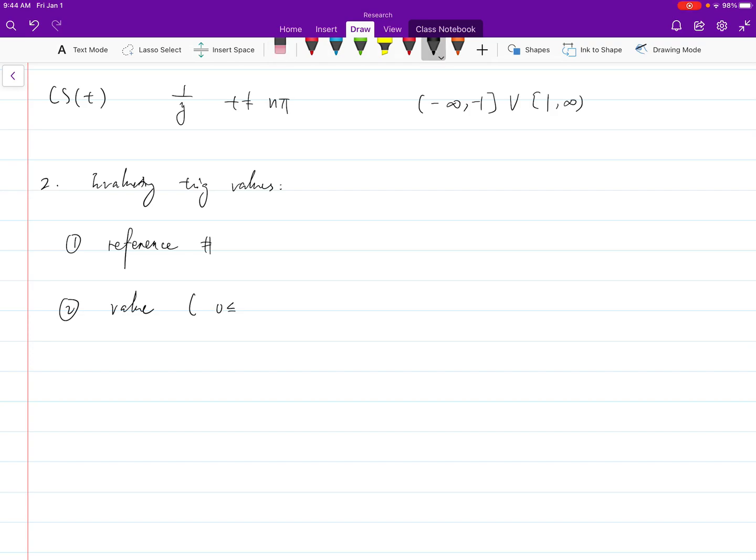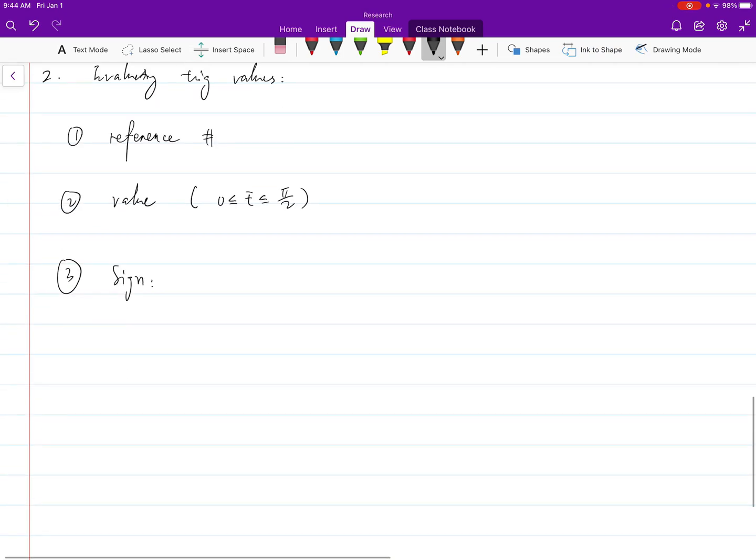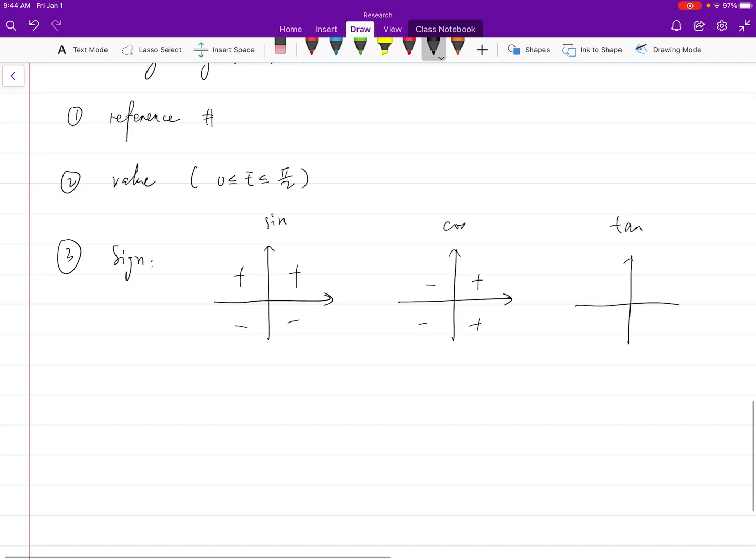Second, figure out the value, which only works for anything between 0 and 90 degrees. But this time we don't think about 90 degrees anymore. It's not an angle, but pi over 2. Third, find the sign. To find the sign, we use the old trick. We know the sign for the 3 things, and therefore the 6 things. For sine, for cosine, and for tangent.